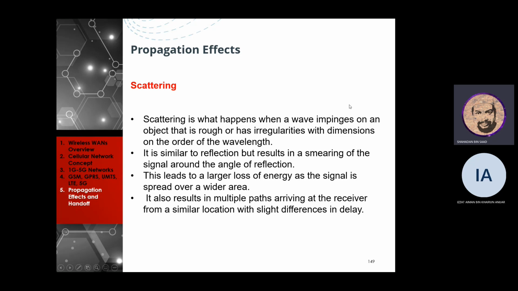Satu lagi scattering. Scattering is what happens when a wave impinges on an object that is rough and or has irregularities with dimension on the order of the wavelength. It is similar to reflection but result in a smearing of the signal around the angle of reflections. So this leads to a larger loss of energy as the signal is spread over a wider area. It also results in multiple paths arriving at the receiver from a similar location with slight difference in delay.